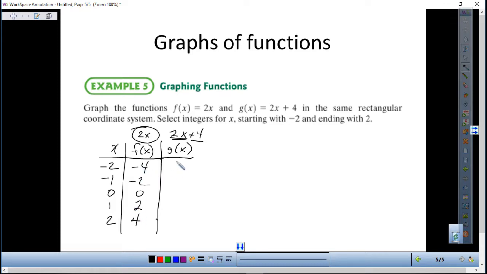So -4 plus 4 gives you 0. -2 plus 4 gives you 2. 0 plus 4 gives you 4. 2 plus 4 gives you 6. And 4 plus 4 gives you 8.